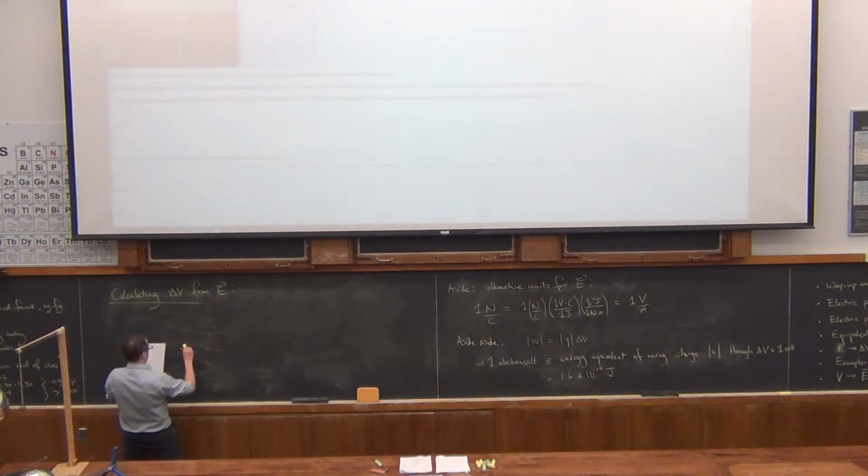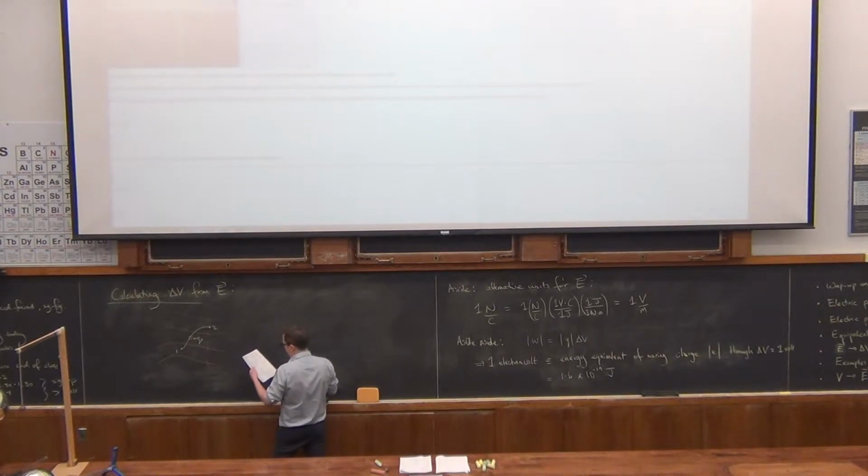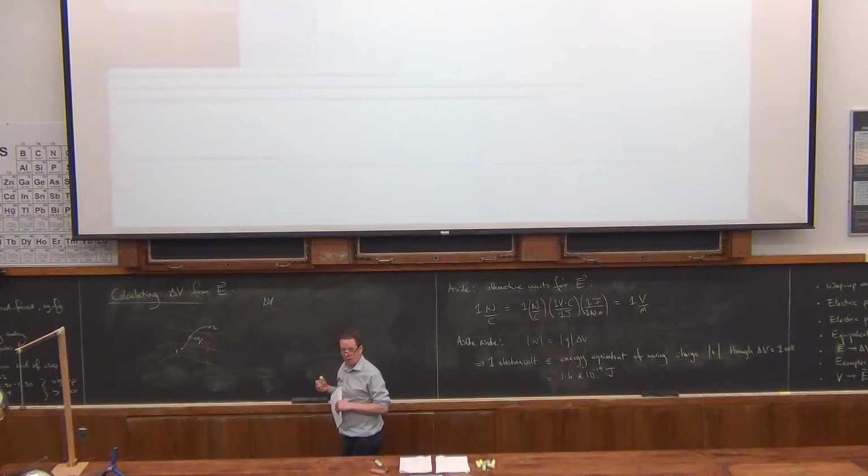So here's some electric field. I'm going to take a charge, and I'm going to move it along some random trajectory from point 1 to point 2, and I'm taking a charge plus Q0. Okay? So electric field, whatever it is, the path is whatever it is. I want to calculate delta V for this object as it moves along that path.